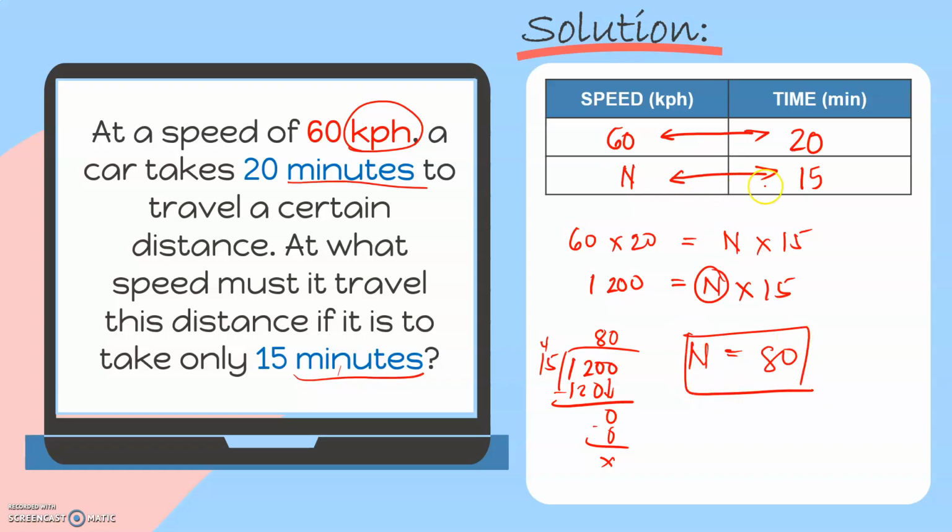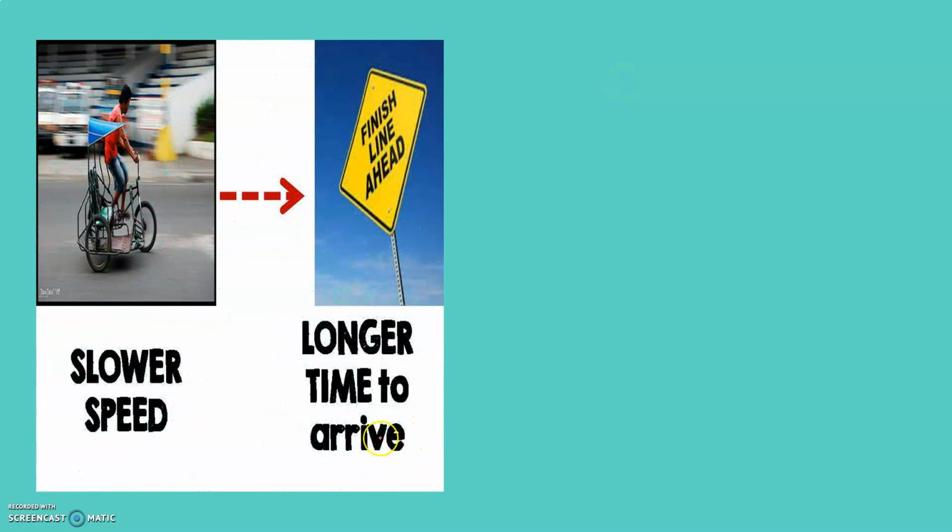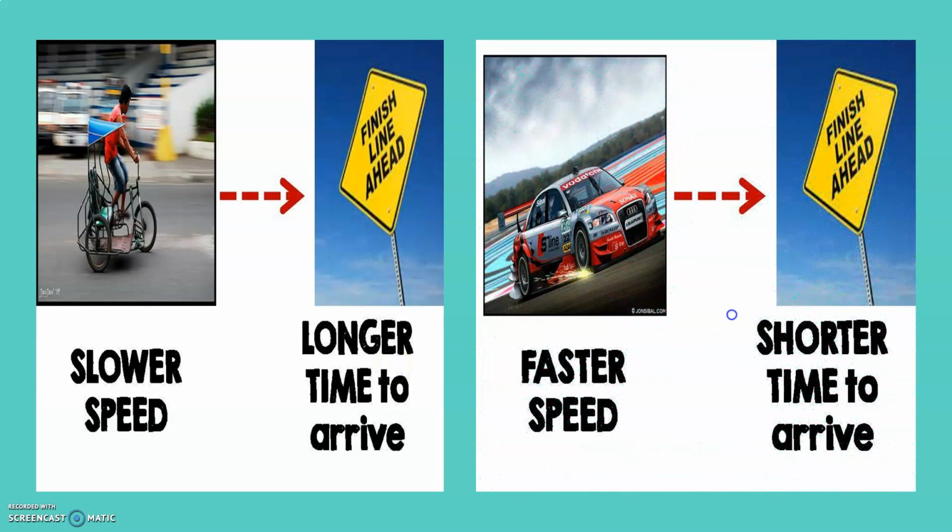So again, if you want to cover the same distance in a lesser period of time, you have to increase your speed. So from 60, it should be 80. So slower speed will take you longer time to arrive at your destination. And faster speed will let you arrive at your destination in a shorter period of time. But remember to always be careful.